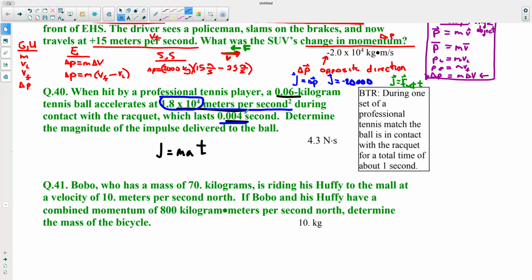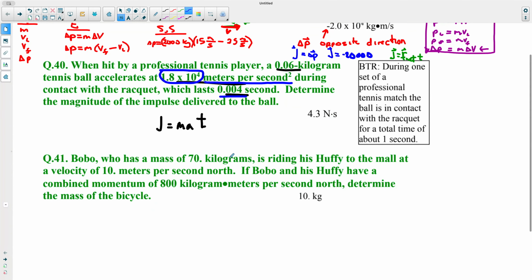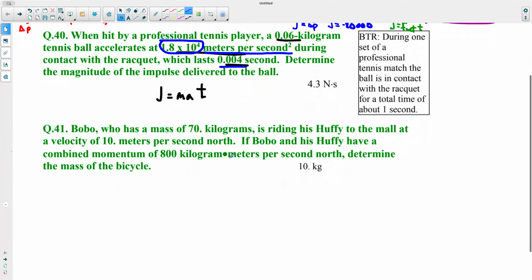And so, though if it lasted for a full second, it would go perhaps from 0 to 18,000 meters per second, it only lasts for 4/1000ths of a second, which means it only changes velocity by 4/1000ths of this velocity, this acceleration right here. And so it is reasonable because of the short time.